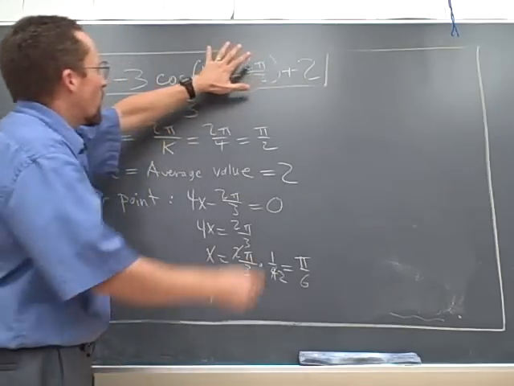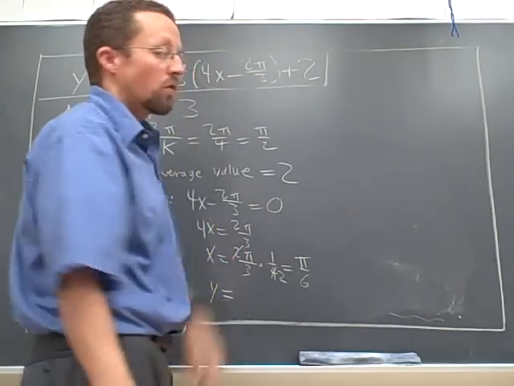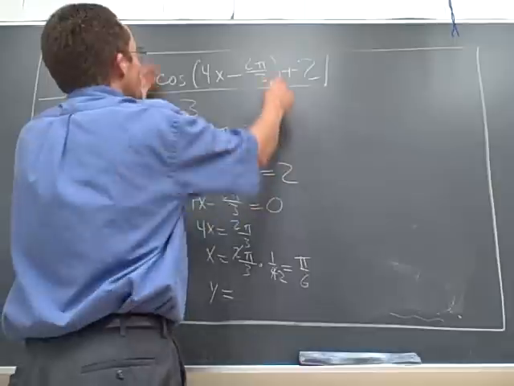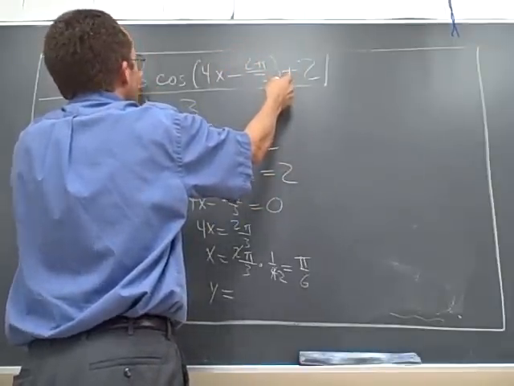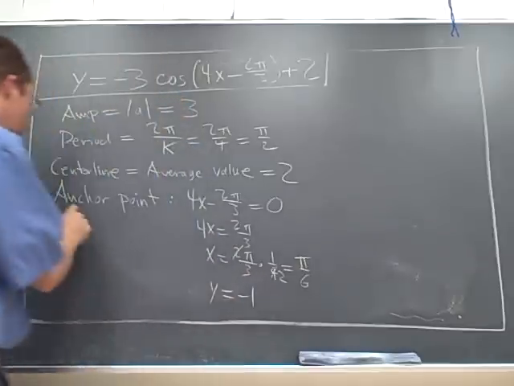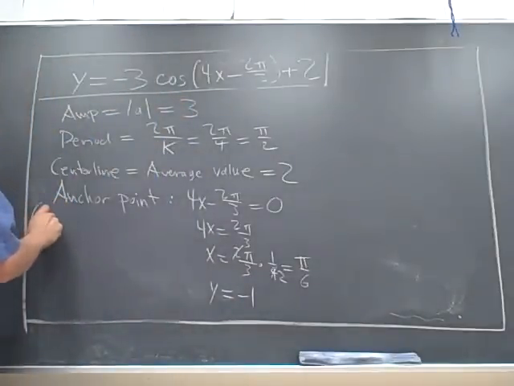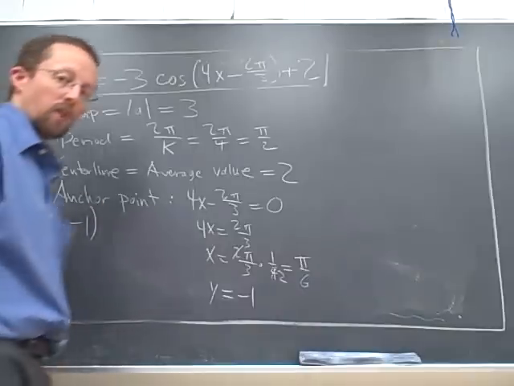So you just get whatever cosine of 0 is. And if it were sine, you'd get sine of 0. So it's either 0 or 1. Got to pay attention to which one you're doing. Cosine of 0 is 1. So you get minus 3 plus 2, which is minus 1. So my anchor point is pi over 6, minus 1.